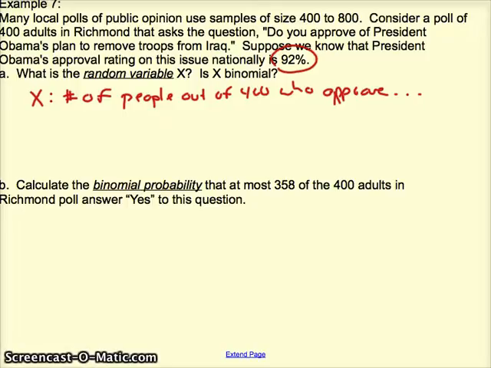person will agree. It's 400 people from the city of Richmond. We can assume that all those people are independent of each other. And we have, what am I forgetting here? We have a fixed number of observations, and everything's a success or a failure. Either they approve or they disapprove. There's only two possible outcomes. So yes, it's binomial. It says calculate the binomial probability that at most 358 of the adults in Richmond answer yes. Pause me, calculate that binomial probability.